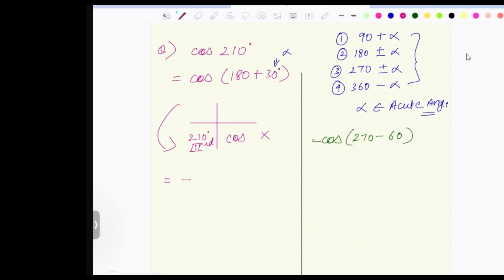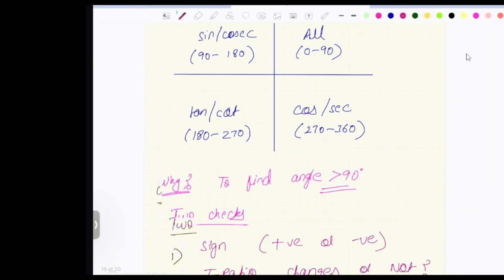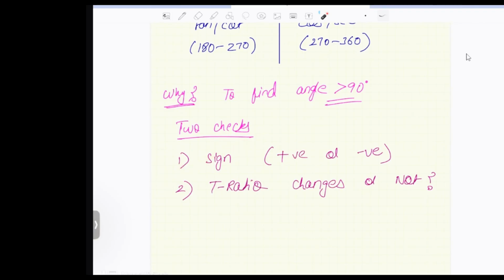Okay? If it matches, then it's a positive, else there is a minus. Any doubts? This is your check 1. Second, does the T ratio change or not?